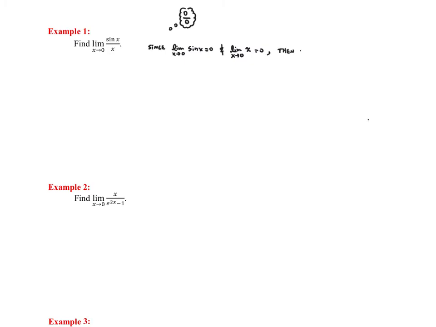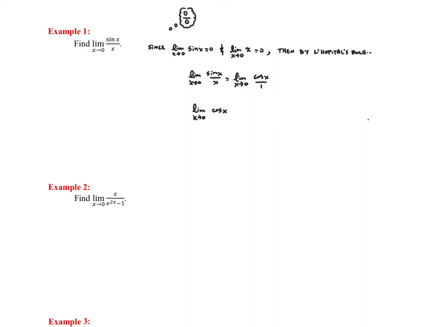Then, by L'Hopital's rule, the following is true. The limit as x approaches 0 of sine x over x would be equal to the limit as x approaches 0 of each of the derivatives. The derivative of sine x is cosine x. The derivative of x is 1. The limit as x approaches 0 of cosine of x over 1.